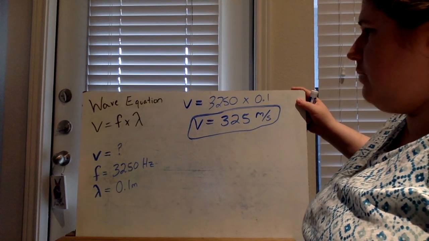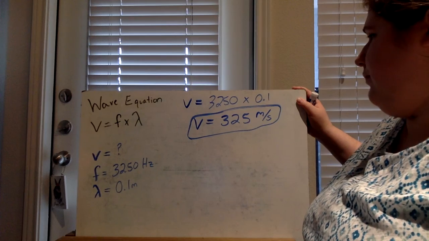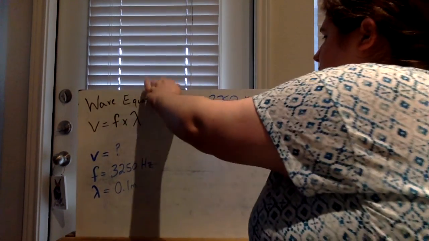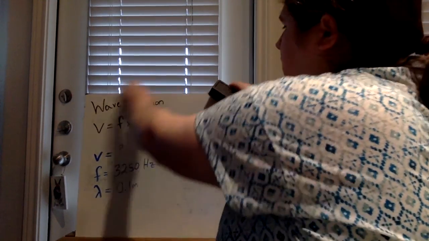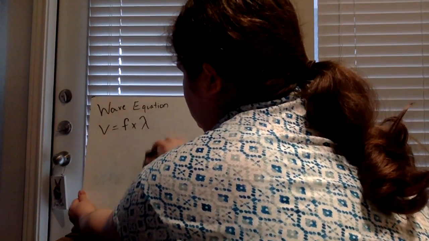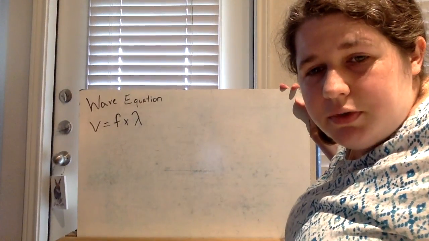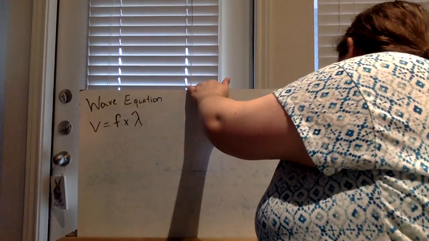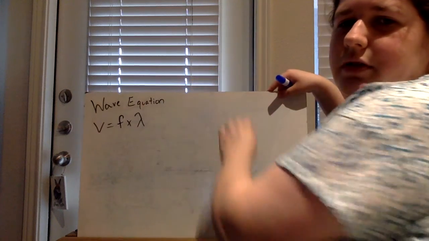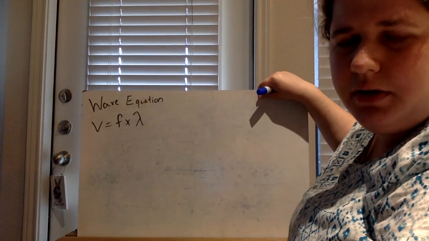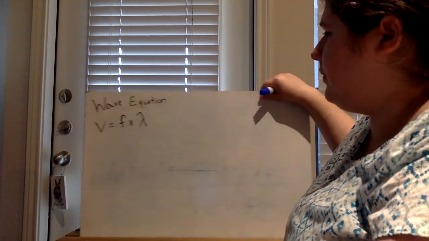Okay, so that is how to plug in if you are solving for velocity v. Okay, let's look at another problem. Let's go on to problem number 2. A sound wave travels with a velocity of 330 meters per second and has a frequency of 500 hertz. What is its wavelength?